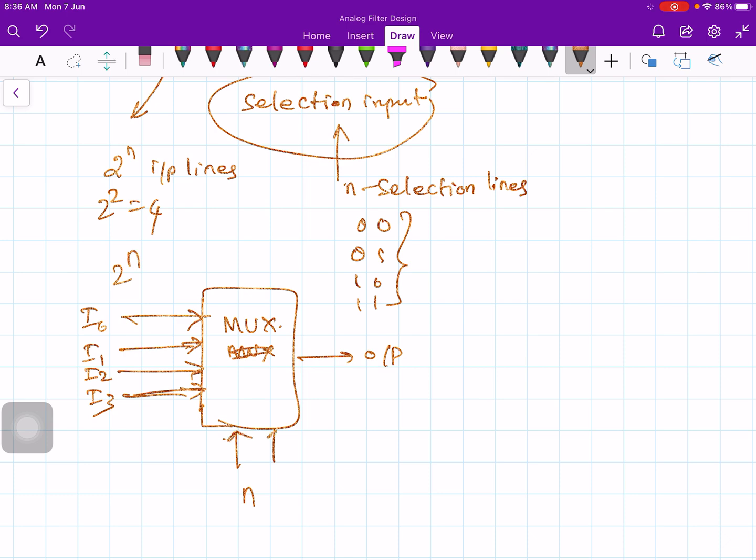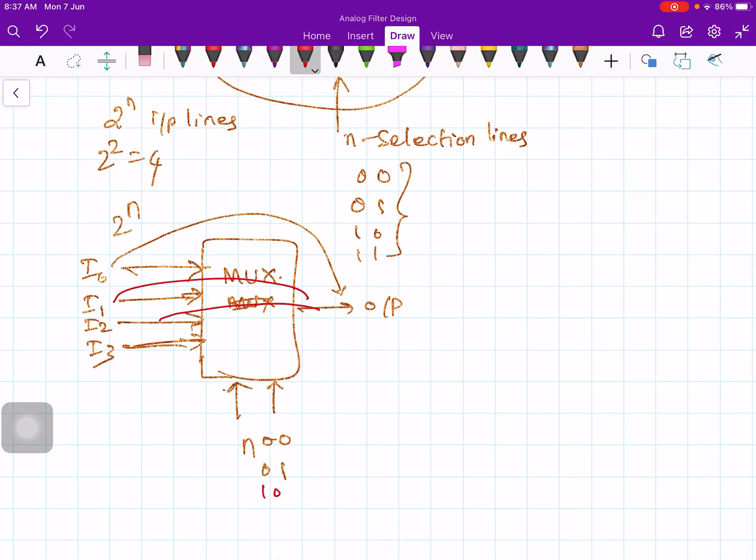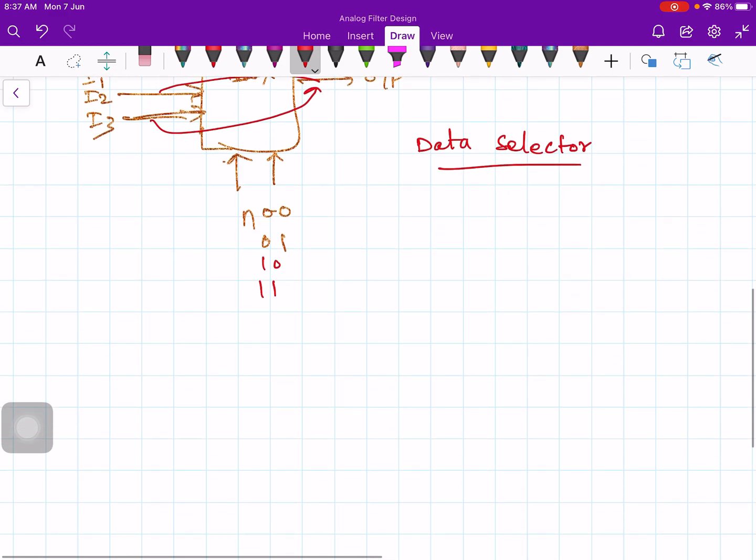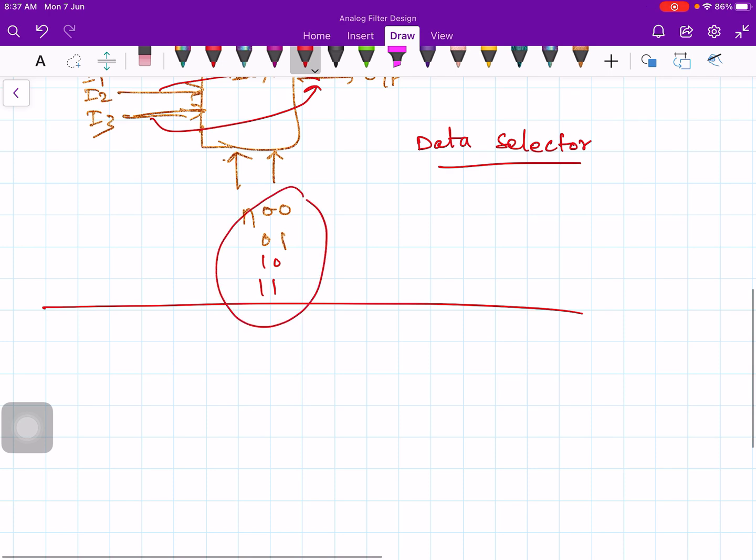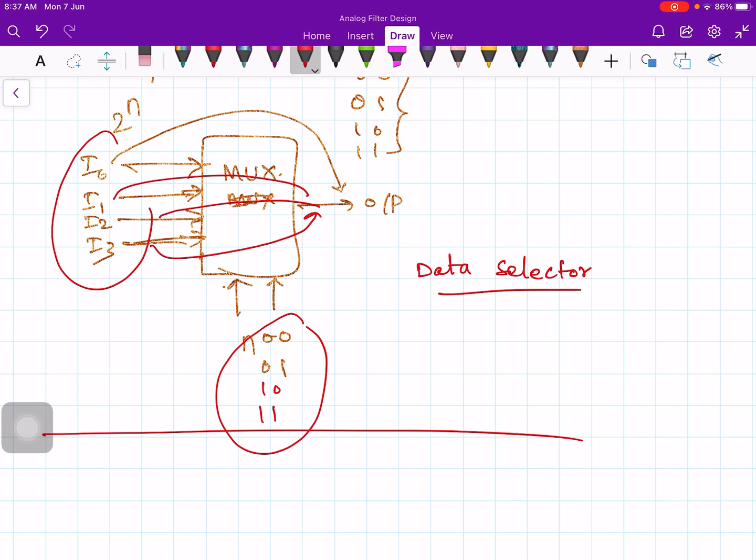Based on the selection input combination, if 0 0 is applied, then I0 is connected to the output. If 0 1 is applied to the selection lines, then I1 is connected to the output. If you give 1 0 to the selection input, then I2 is connected to the output. If 1 1, then input I3 is connected to the output. That's what your multiplexer is basically doing. So it is also called a data selector. You have many inputs and you need to connect only one. Such an operation is done by a multiplexer. It has a huge number of applications in digital systems. It's a very important circuit. If you have n selection lines, I have 4 combinations, that's why I have taken 4 inputs. It's not necessary that you should have 4 inputs; you may have fewer inputs also.